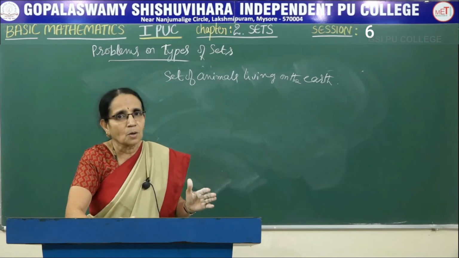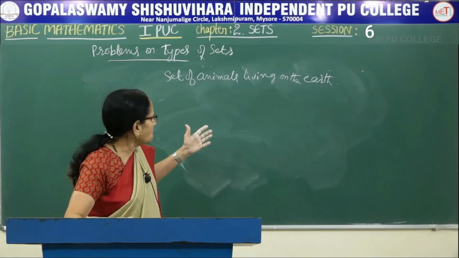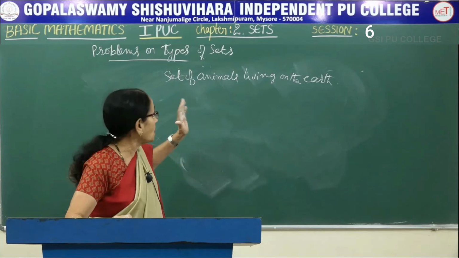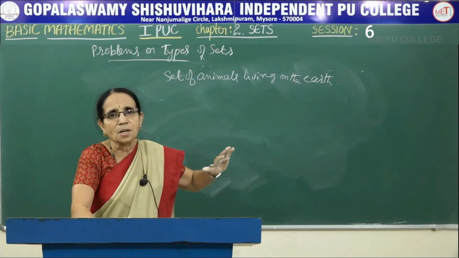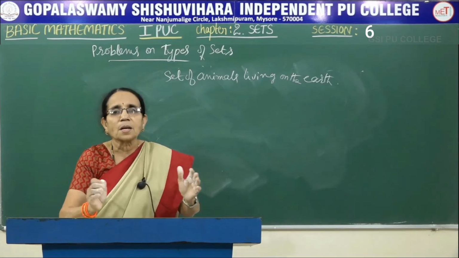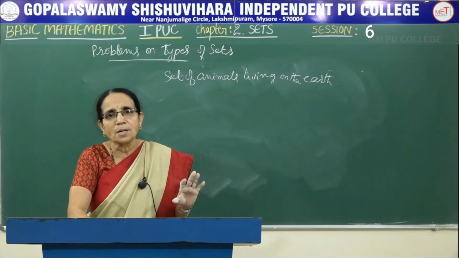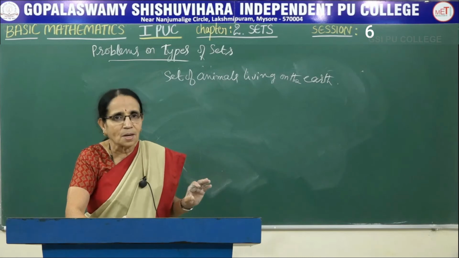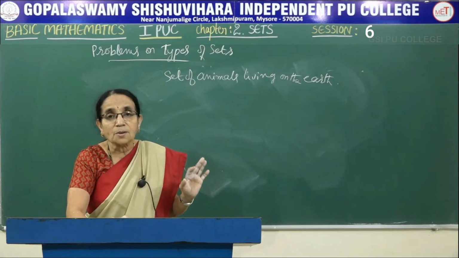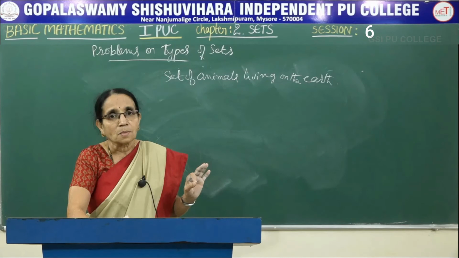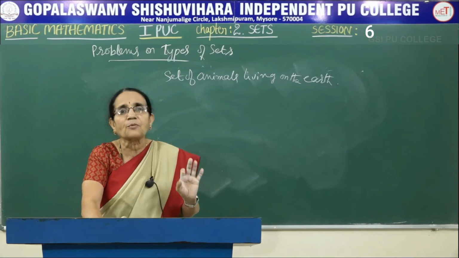Animals in general. So all the animals, you can take the census of the animals of all the continents on the earth and we can take the total. It becomes a huge number, no doubt, but still we call it a finite set. The reason is we will be knowing the exact number of elements. That is the definition of a finite set.